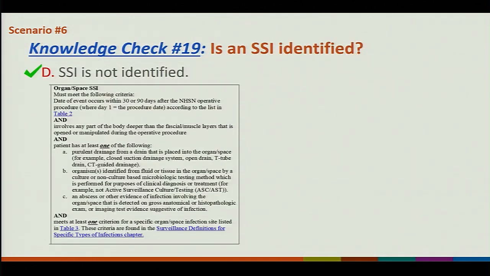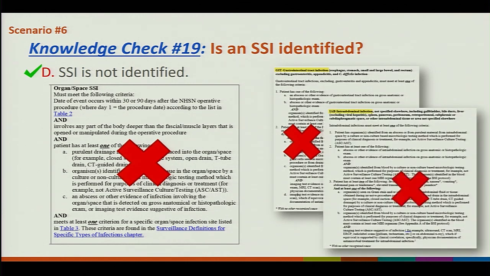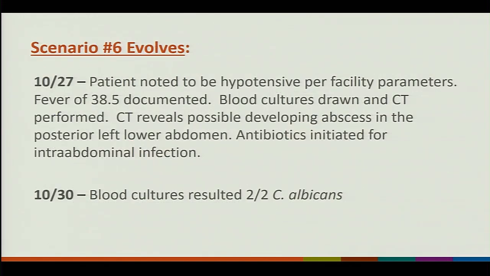So we know an SSI is not identified. You can't meet organ space, you can't meet gastrointestinal, and you can't meet IAB. Liquid stool is a contamination, but not evidence of infection. An infection in the abdomen has not developed.